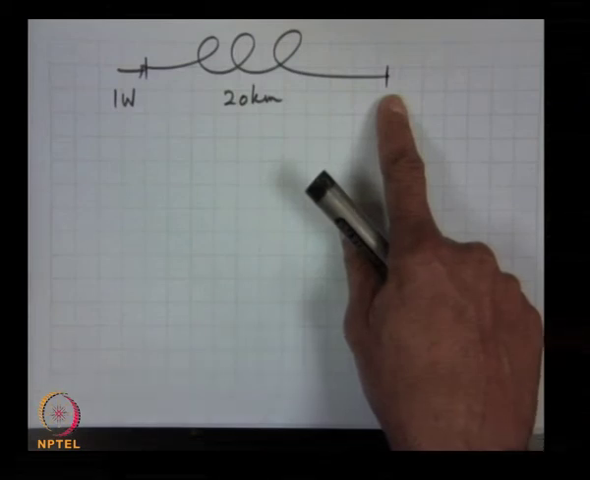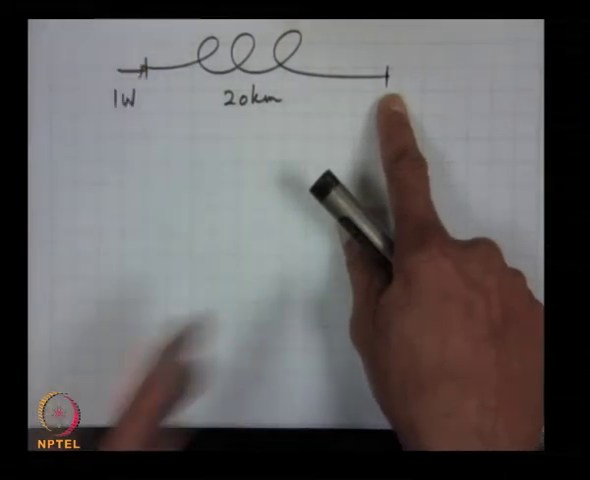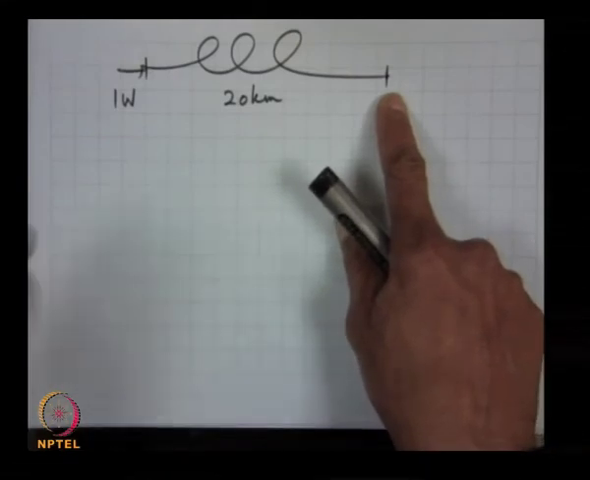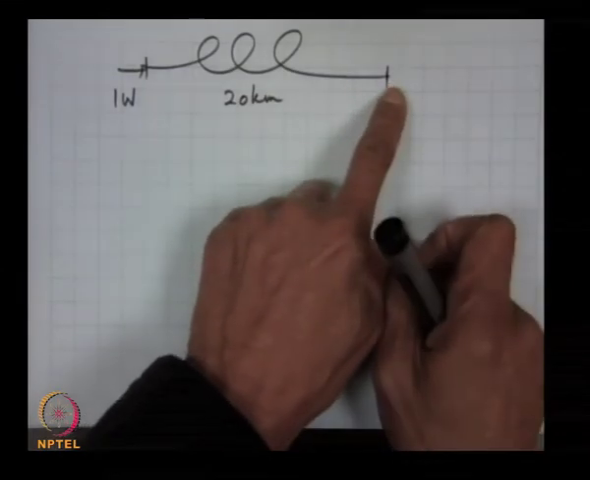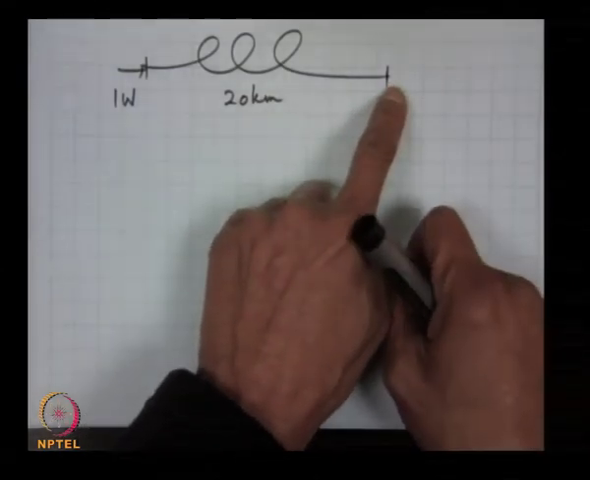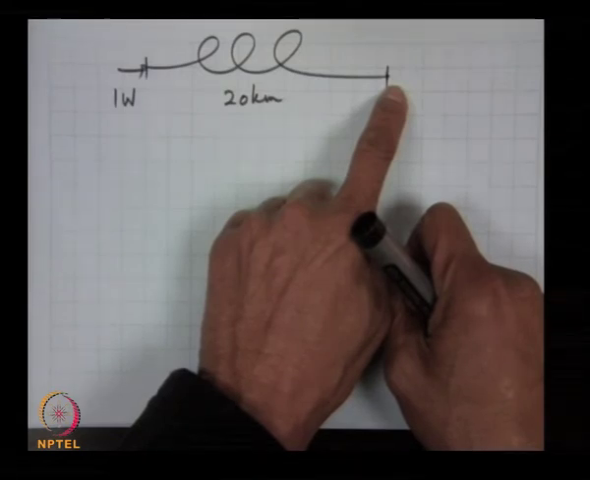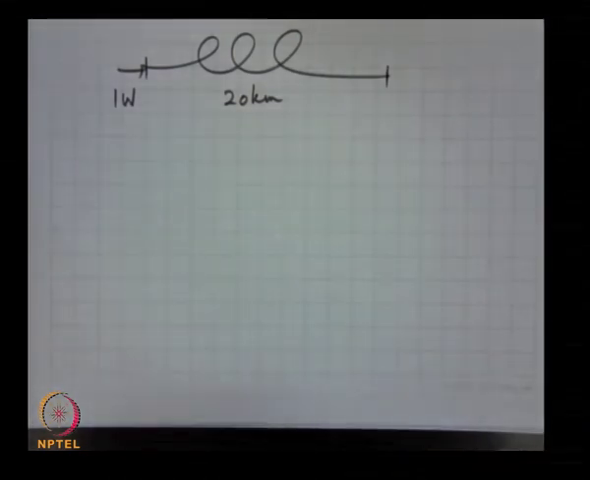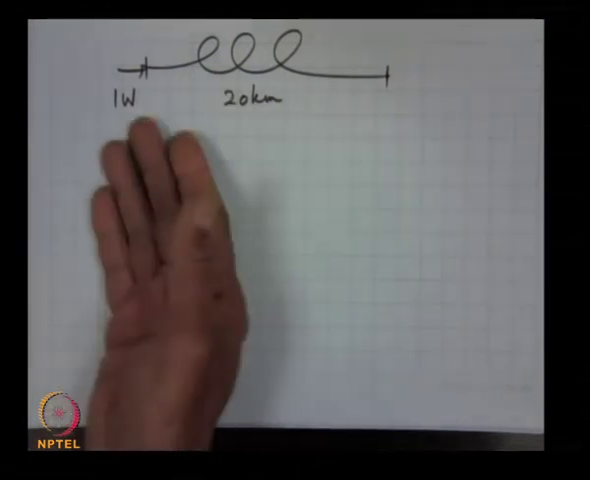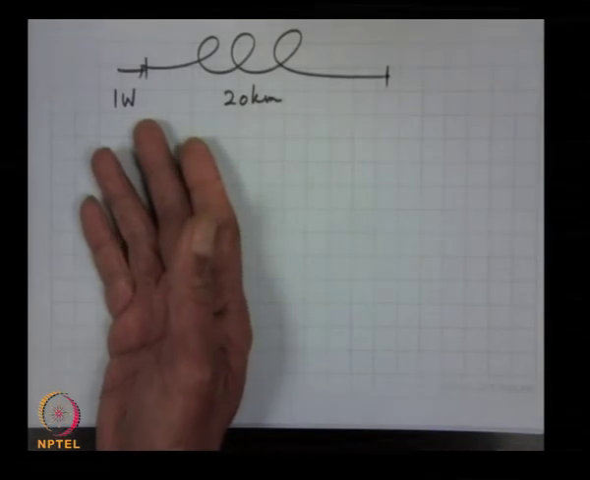I launch 1 milliwatt, and I have a light wave coming out. Instead of 1 milliwatt, I make it 1 watt. What change will I see here? More than 1,000 times. The power is more. Anything else I see? Numerical aperture does not depend in principle on the power that I launch. That's fixed on the fiber.